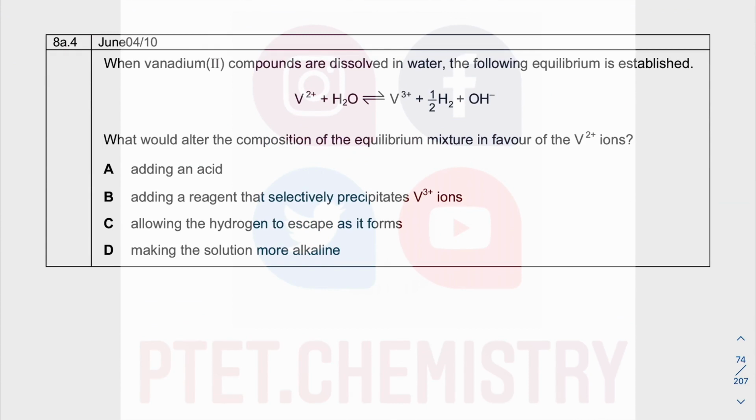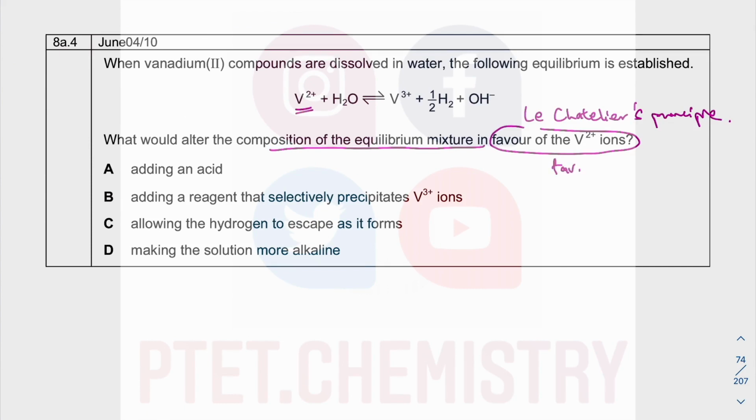Part 4 is about Le Chatelier's principle. So what would your system at equilibrium do in order to return back to equilibrium when you apply a change? You want to favor V2 plus. So that means you want to favor the backward reaction. You want the equilibrium to shift to the left.